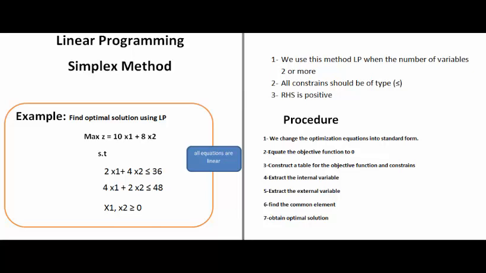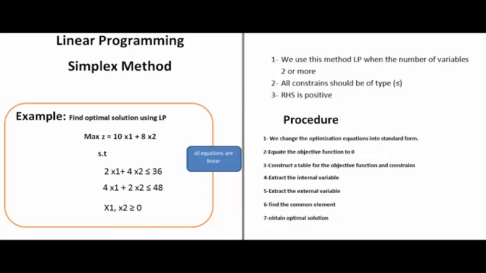Today we have an optimization problem. It's a maximization problem: max z equals 10x1 plus 8x2, subject to two constraints: 2x1 plus 4x2 less than or equal to 36, and 4x1 plus 2x2 less than or equal to 48, and x1, x2 should be greater than or equal to 0. So we need to find the optimal solution. We need to find x1 and x2 which make z as large as possible and satisfy these constraints, and we have to be careful that x1 and x2 are both non-negative values.